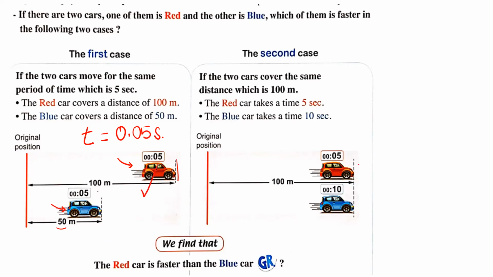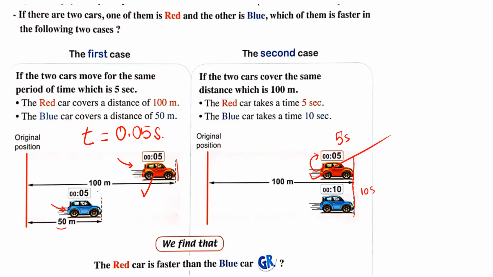Here they are covering the same distance. The red car took 0.5 seconds, but the blue car took 10 seconds. It means this one 5 seconds, this one 10 seconds. Which one is faster? Red.